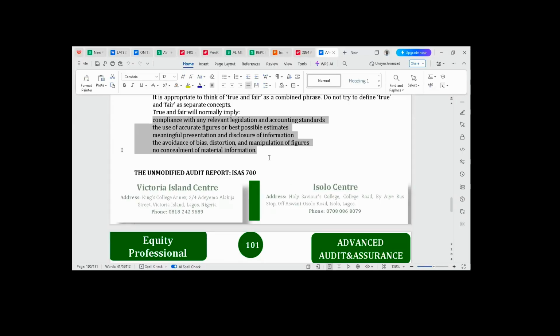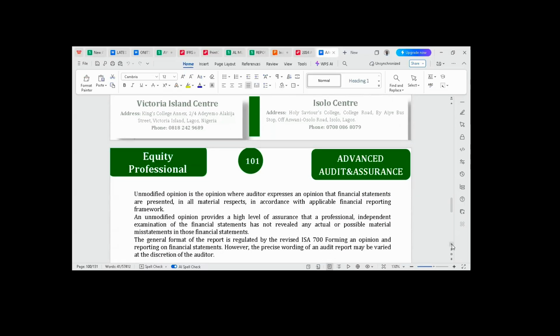Then the next thing we want to look at is types of audit reports. Basically, there are two types of audit report. You have the unmodified audit report, and you have the modified audit report, or we call it, you have the unqualified audit report, and you have the qualified audit report. Okay? When you say the audit report is unmodified, what does it mean?